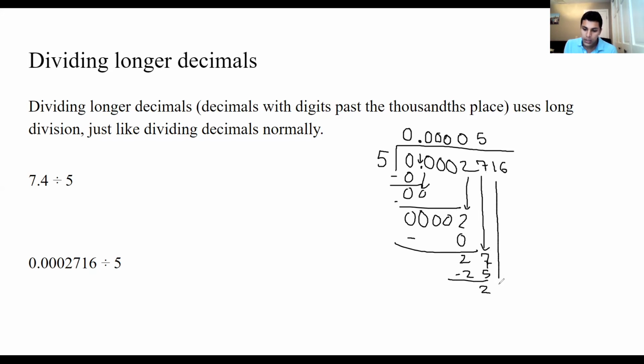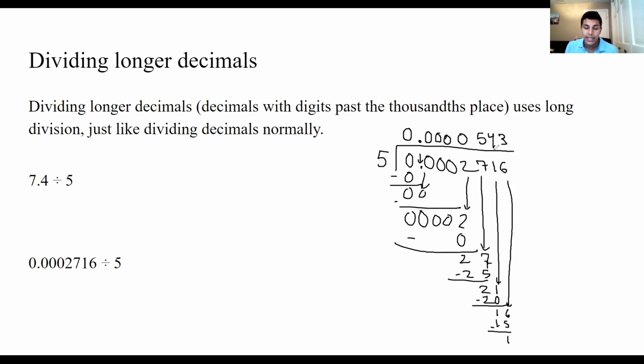Bring down the 1. 5 goes into 21 4 times. 4 times 5 is 20. And 21 minus 20 is 1. Bring down the 6. And try to keep your work organized when you do long division to make sure you're keeping track of everything. 5 goes into 16 3 times. So 3 times 5 is 15. Subtract, and we get 1.